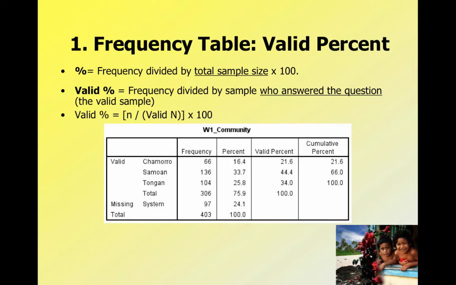Maybe not all 100 people that we approached answered all 10 questions. So this is where we then use the valid total sample size as far as our calculation of valid percent. So here we see 21.6%, 44.4%, and 34% for valid percent for Chamorro, Samoan, and Tongan respectively. Go ahead and calculate it and see if you can get these answers.